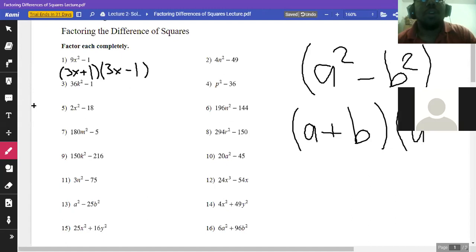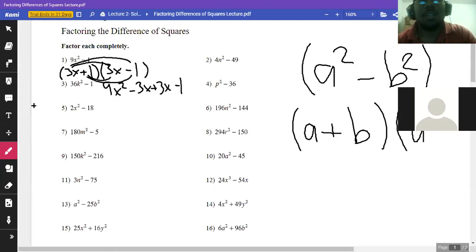The question is, how do we know this works though? So once again, I'm going to go ahead and FOIL this out. I'm going to multiply my first terms together, so 9x squared. My outer terms together, minus 3x. My inner terms together, so plus 3x. And my last terms together, so minus 1.